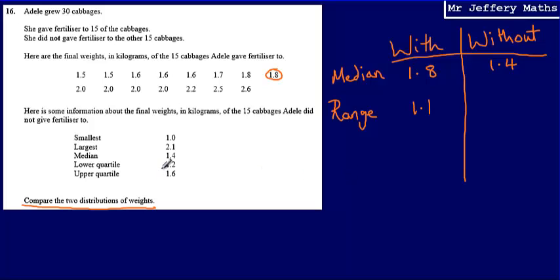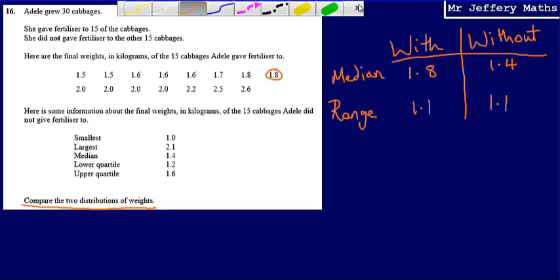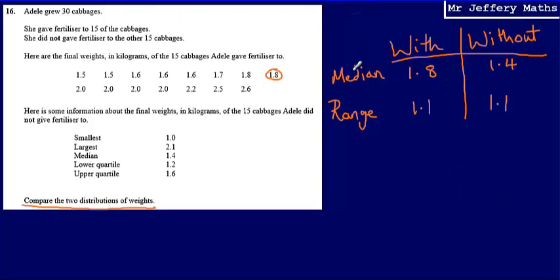Then, doing exactly the same with the other information that I'm given, the largest was 2.1, the smallest was 1.0, and so that is giving me the exact same range. So I have compared the two distributions, a measure of location, such as the median, a measure of spread, such as the range, and I have compared these two.